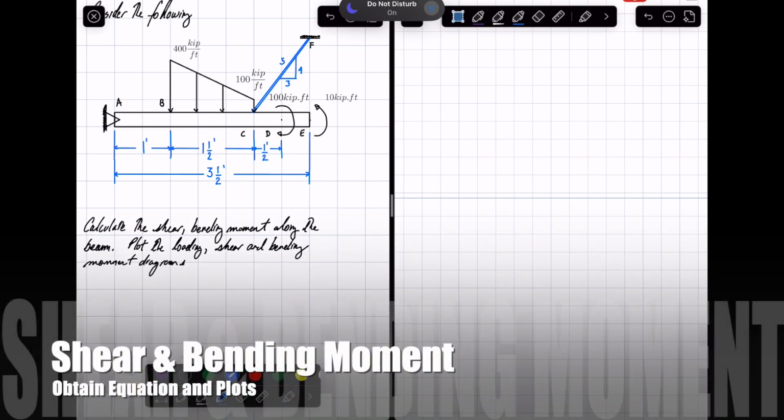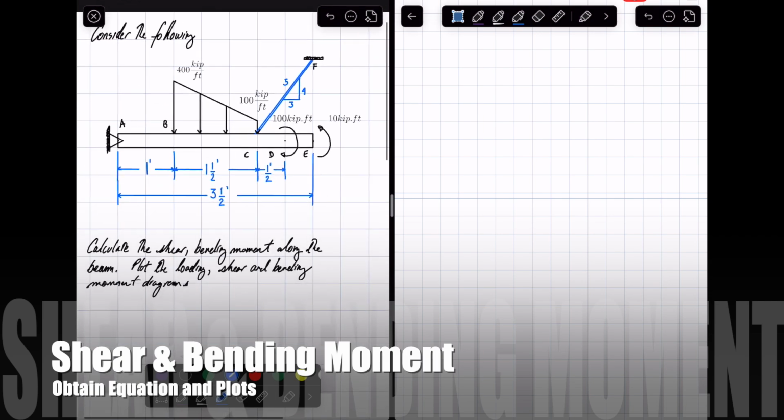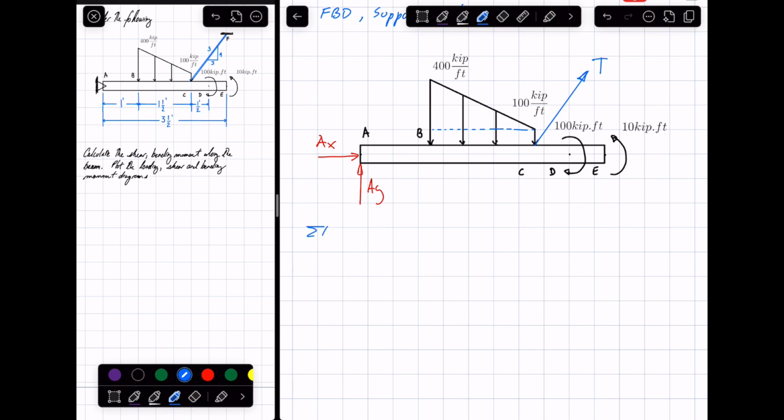Today, we're going to be evaluating this problem and obtaining the shear and bending moment diagram equations and plots. To start, we always get the support reactions. In this case, we're going to get the tension from the cable and the support reactions from the pins.